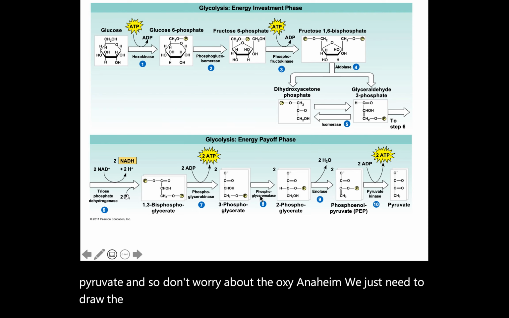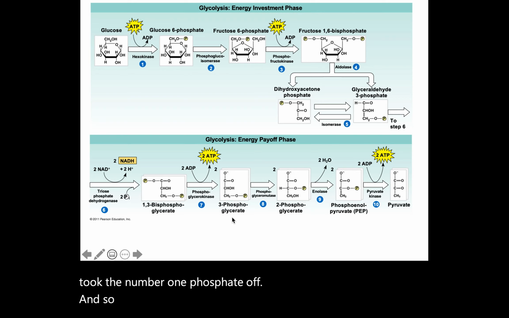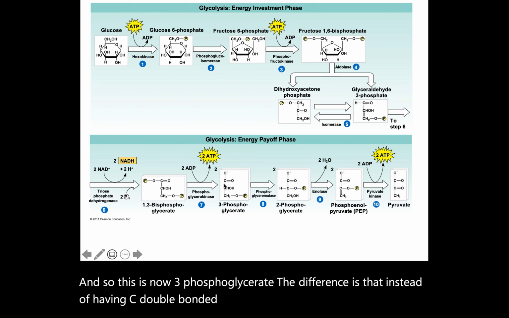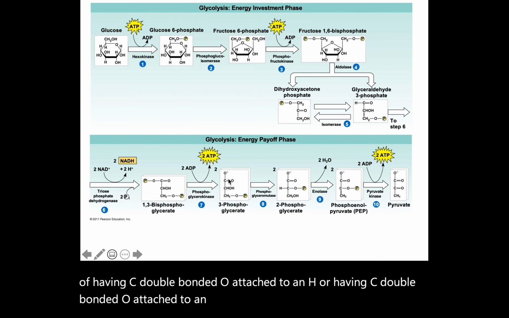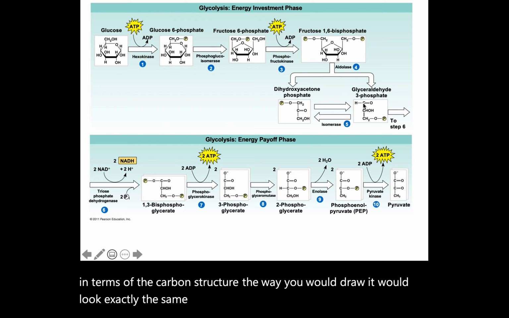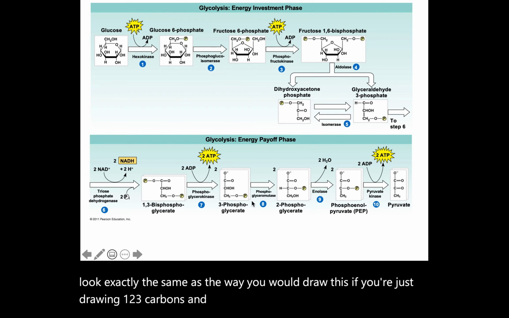So 1, 2, 3 carbons with a phosphate on number 3. We took the number 1 phosphate off. And so this is now 3-phosphoglycerate. The difference is that instead of having C double bonded O attached to an H, we're having C double bonded O attached to an O minus. Yeah, that's the giant difference. But in terms of the carbon structure, the way you would draw it would look exactly the same as the way you would draw this if you're just drawing 1, 2, 3 carbons and 1 phosphorus. 1, 2, 3, and 1.